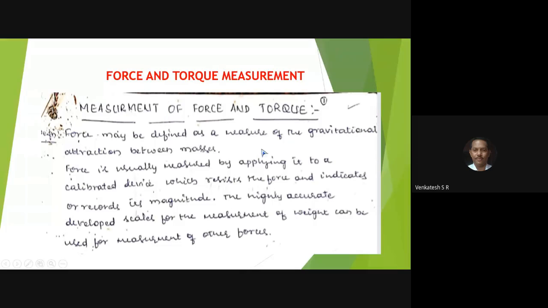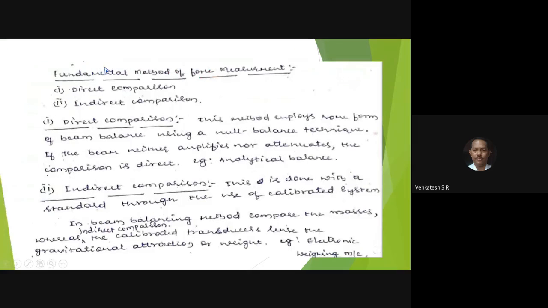Force is nothing but the gravitational attraction between the masses. How do you measure it? Two methods are available: direct comparison and indirect comparison. Direct means directly comparing the unknown magnitude with the known magnitude. In indirect comparison, there are 2 or more translations present. The analogous signal is converted into a voltage signal, and the voltage signal is converted into digital form that you read on the digital display, in terms of kgs or grams.